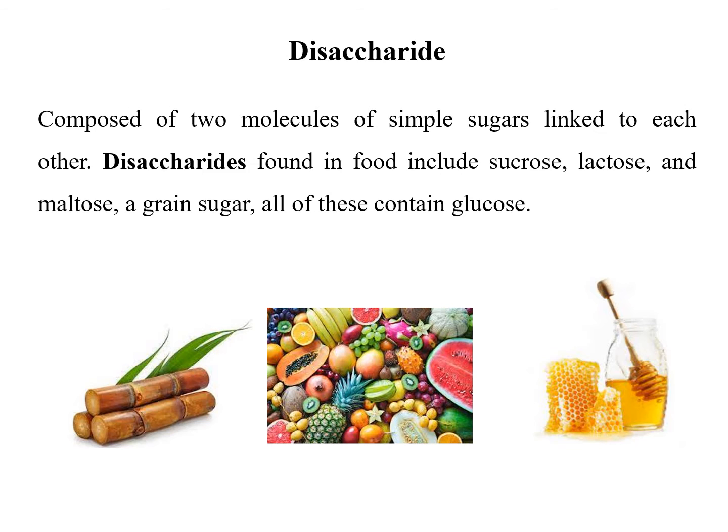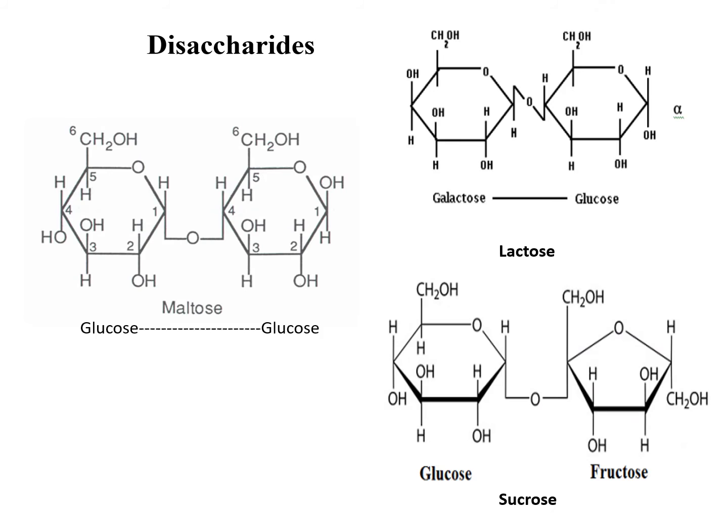Next, one of the fascinating and important ones, the disaccharides. They are composed of two molecules of simple sugar linked with a glycosidic bond. Disaccharides found in food include sucrose, lactose, maltose, and grain sugar, all consisting of glucose. Here we'd like to see the different disaccharides present and their structures. Normally maltose, lactose and sucrose are the three disaccharides. Here we'll discuss maltose.